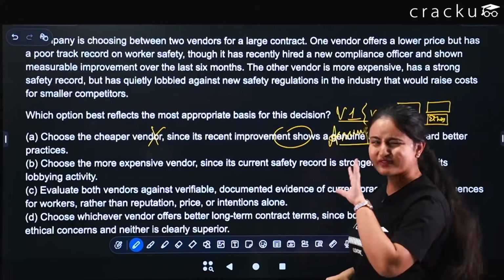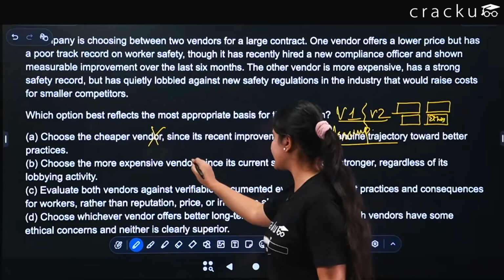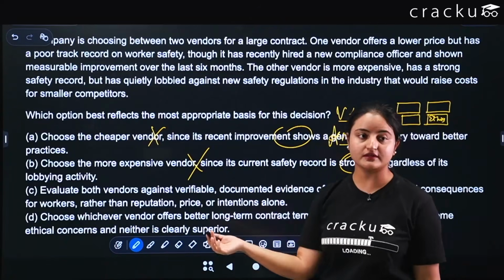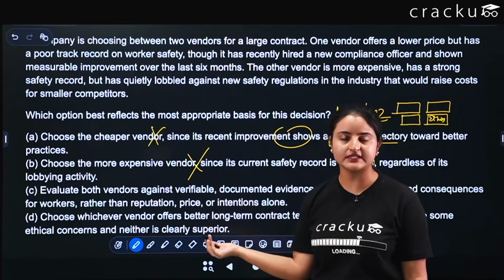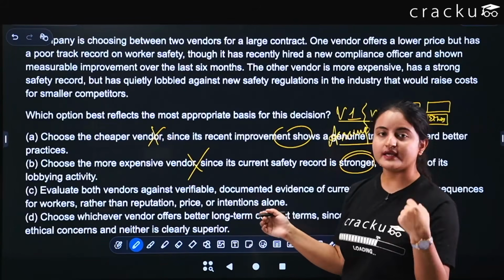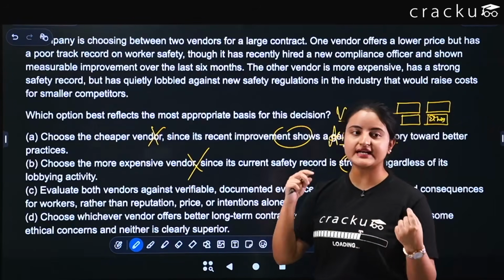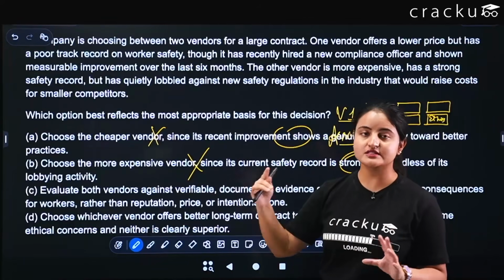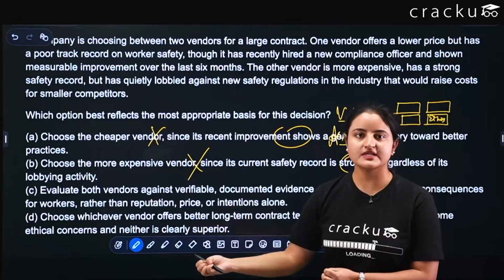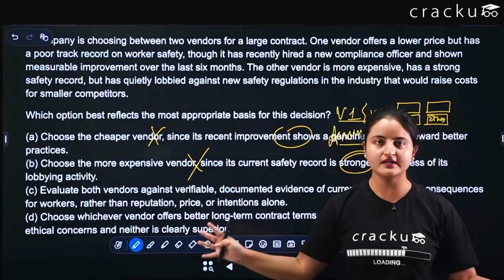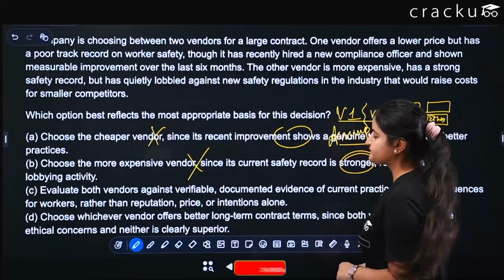Choose the more expensive, again it's wrong. You cannot simply choose one since its current safety record is stronger regardless of its lobbying activity. You cannot ignore that activity, right? It might have consequences on you if it's doing such an activity and that activity is repealed and objected against. Your company would be associated with it and you will also face some defamation. This can happen, right? Think about the consequences.